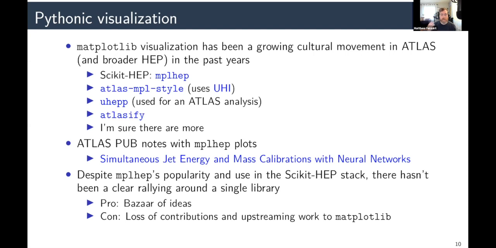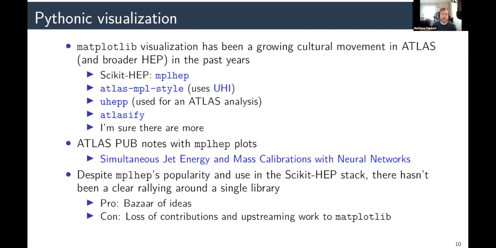For example, I know that I've reviewed different pub notes inside of Atlas where MPL HEP plots have been shown. So for example, this simultaneous jet energy and mass calibrations with neural networks pub note, I know that used MPL HEP, and there's a few others that I can't remember off the top of my head.